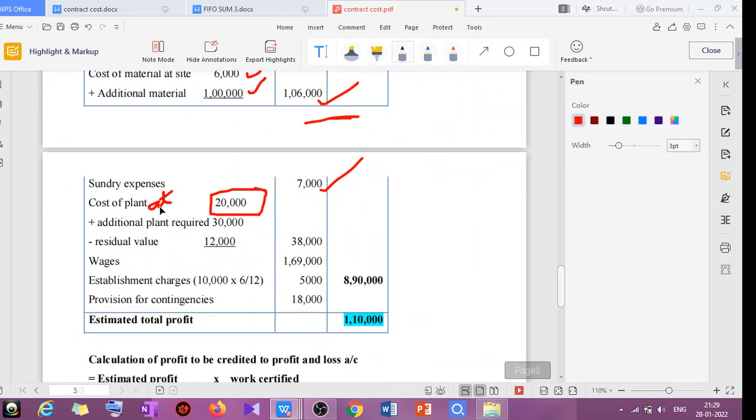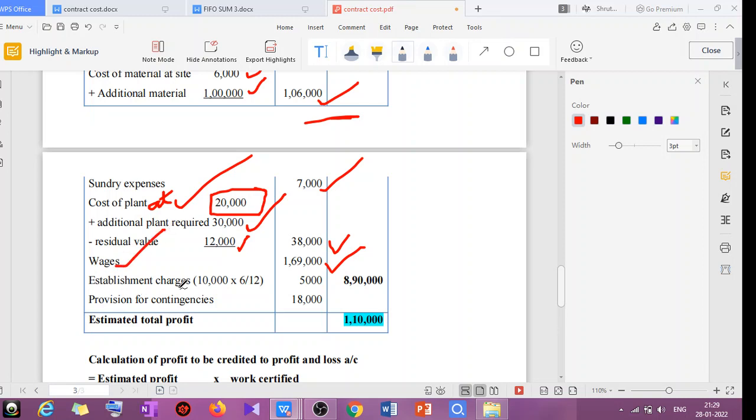Plant at site is 20,000 at the end of the contract. Extra they have purchased, add it, and residual value, resale value is 12,000, so deduct it. So you will get 38,000. Then wages directly they have given in the question, it is 1,69,000. Okay, in the question itself they have given it in the adjustment.